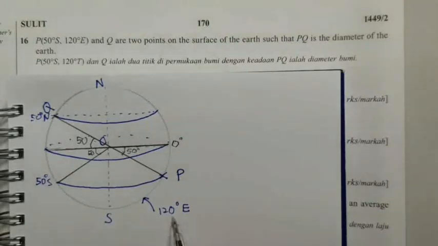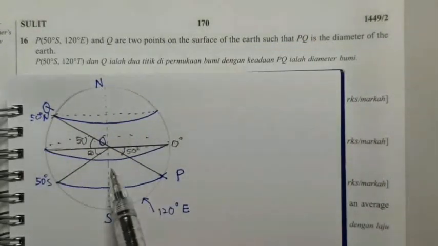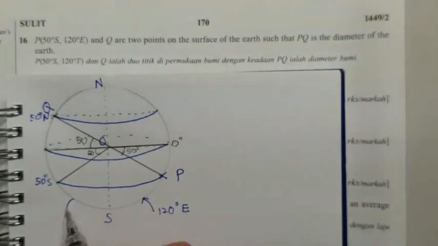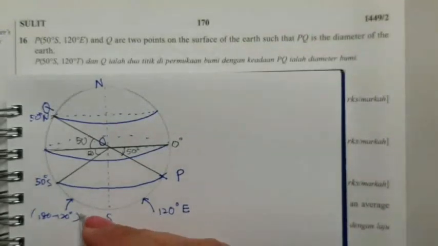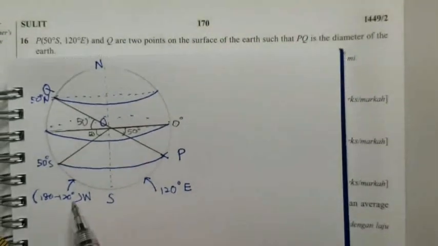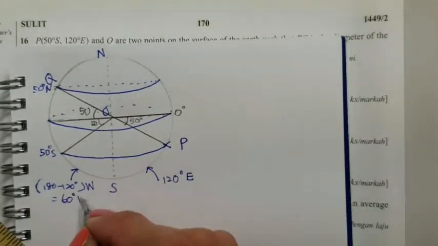What else do we know about this diagram? You see this one is 120 degrees east, and they are at the opposite ends. So the distance between these two meridians is 180 degrees apart. So if this is 120 degrees east, this side will be 180 minus 120. If this is east, this one will be west. It's like a formula. So we will have this side to be 60 degrees west.